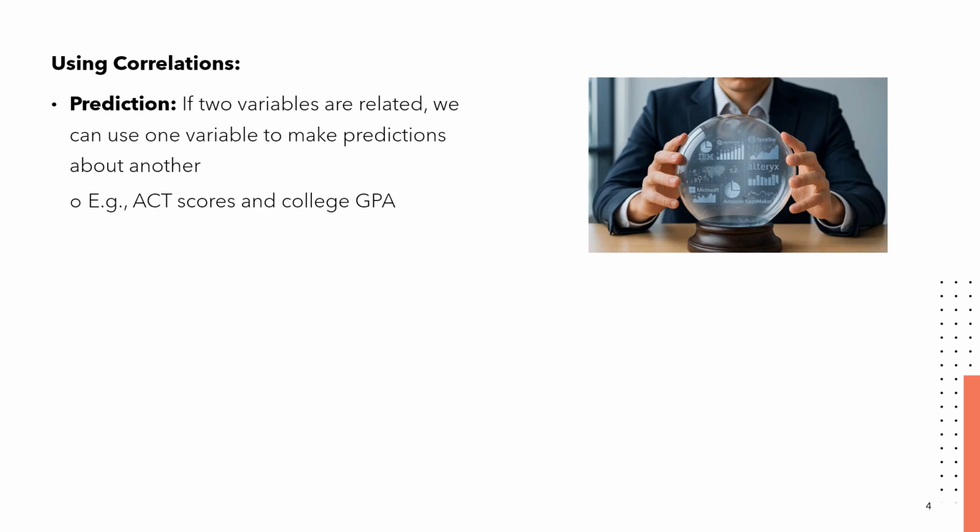We can also use correlations to make predictions. While it's not a crystal ball that allows us to see perfectly into the future, if two variables are related, we can use one variable to make predictions about another. For instance, there's a correlation between ACT scores and college GPA. Again, while it's not a perfect correlation, we can take the score someone obtains on the ACT and then predict how well they'll do in college.